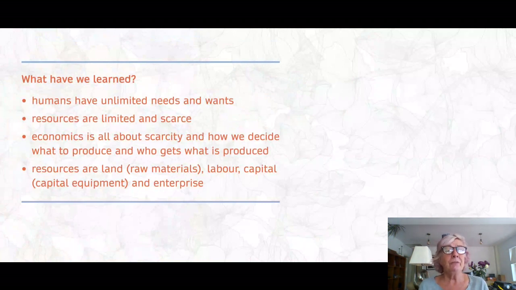And finally, we've learned about resources, that every business needs 4 types of resources. They need land or raw materials. They need labour, people to work in the business. They need capital or capital equipment. And they need enterprise.